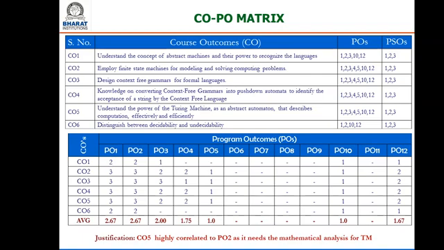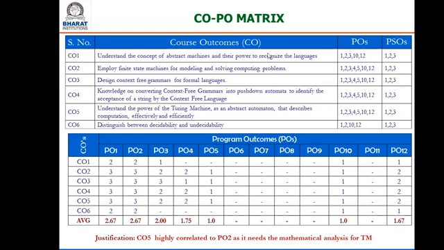Then after defining the course outcomes of a particular course, we have to map each and every course outcome of that particular course to the related program outcomes and related program specific outcomes. In this course, 6 course outcomes are there. Each outcome is mapped with some program outcomes and some program specific outcomes. Here, the related or mapped POs and PSOs are listed in this table.